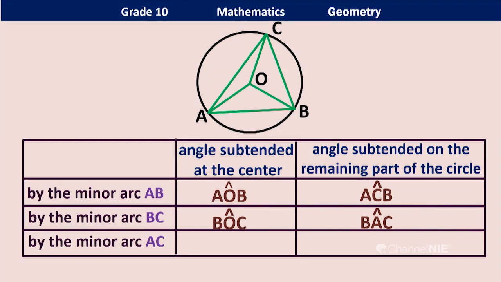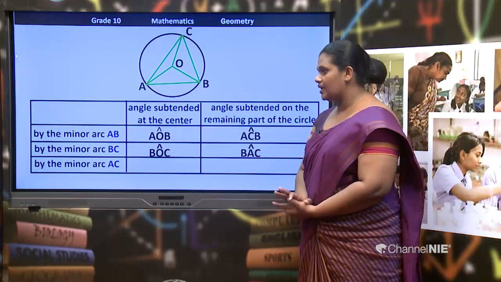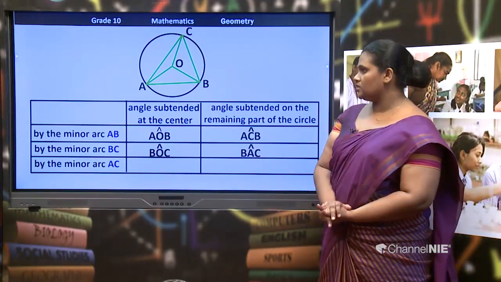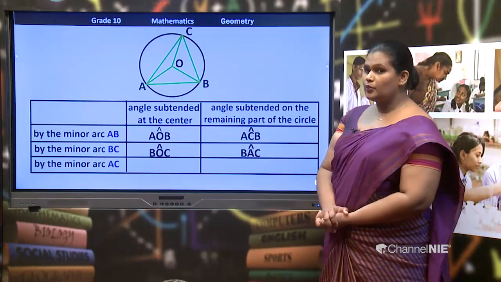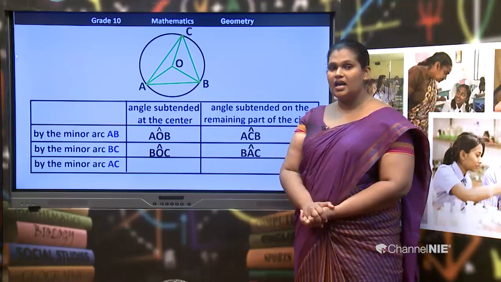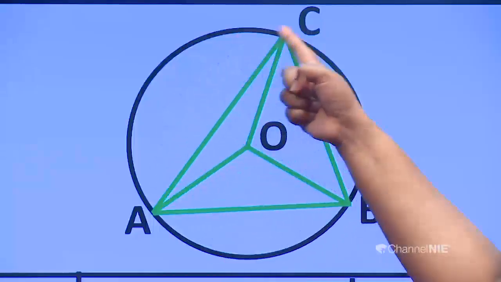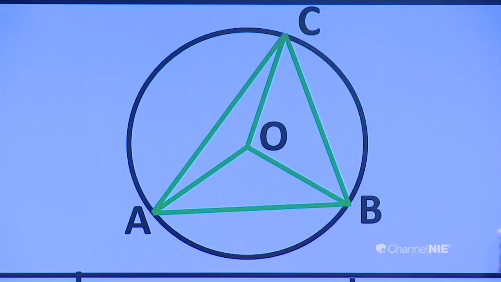Now, they have got by the minor arc AC. Right. Now, we have to identify two angles, angle subtended at the center by the minor arc AC, then the angle subtended on the remaining part of the circle by the minor arc AC. Right. Now, first of all, we will identify what the minor arc AC is. Right. Now, here this is the minor arc AC. If we consider this side, that is the major arc.